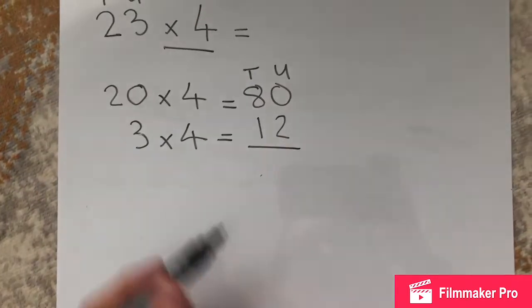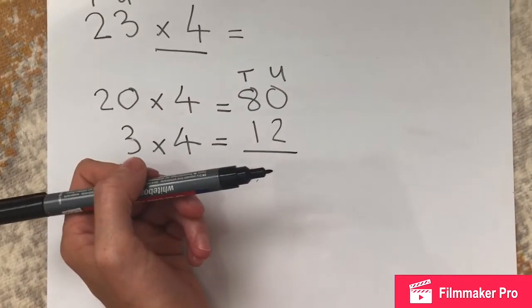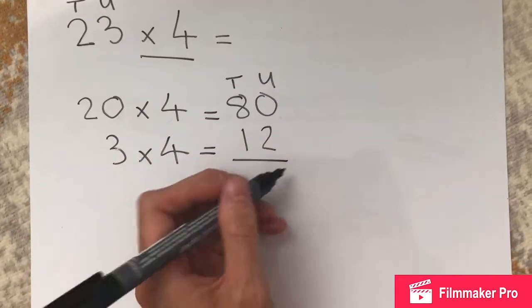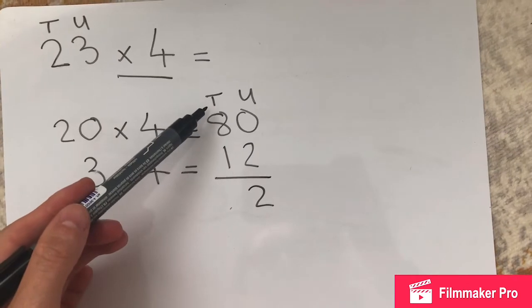So I'm going to draw a line here, and my units, I've got 0 and 2. Now that's quite easy. 0 add 2 gives me 2. Then we're going to move on to our tens.